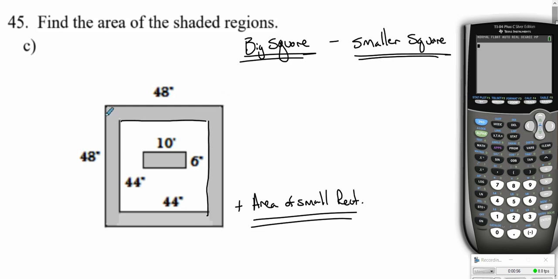So let's start off with the big square, and that's going to include all, even what isn't shaded. That's saying the area of the whole thing, right? That's what we're doing. So the big square, area of a square is base times height. Area equals base times height. So the base, I think that's an 8. It looks like an 8, 48. 48 times 48.